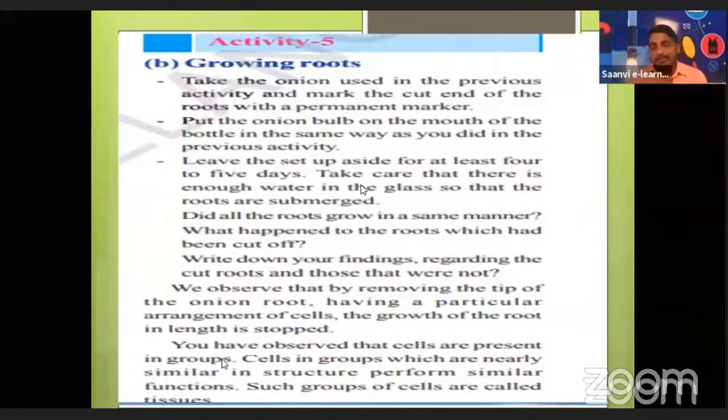As you know, the plants which we are observing in our surroundings almost all come under multicellular. They have more than one cell. And we can see the division of labor in that plant. In multicellular plants we can see division of labor because there is not only a single cell. There are more than one cell.